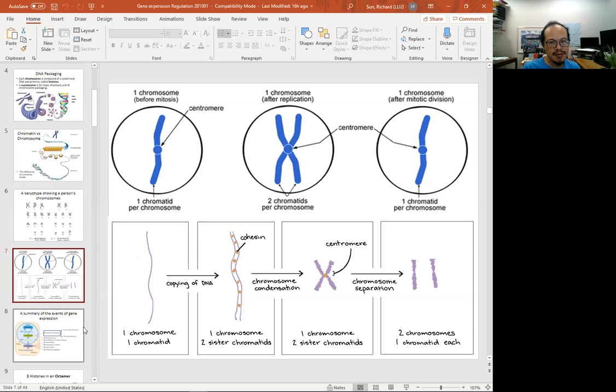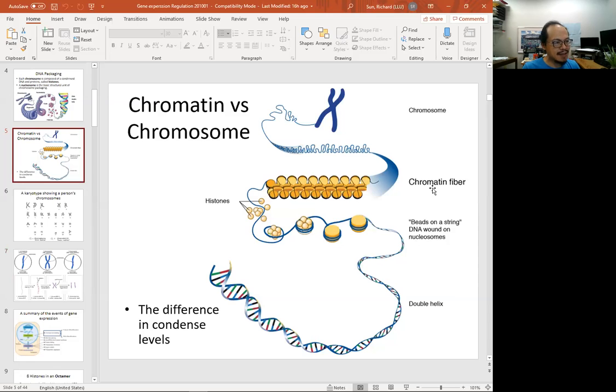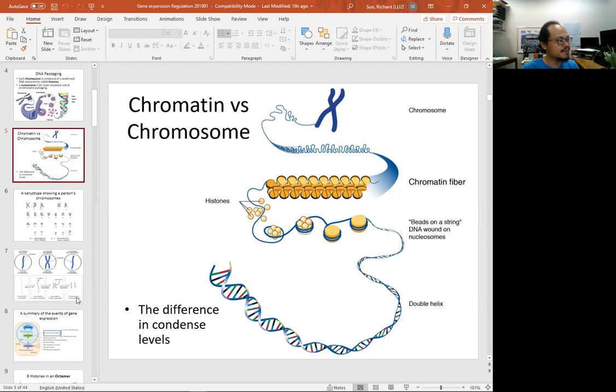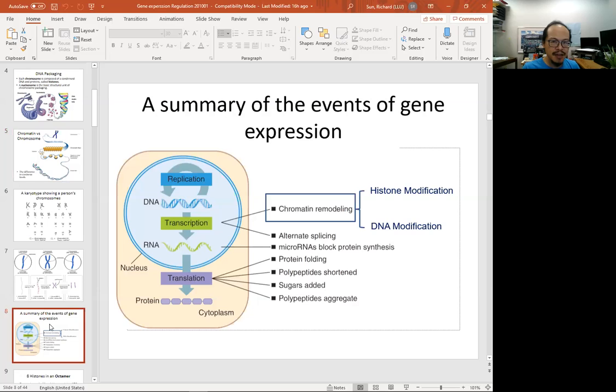So just some terminology. Chromatin is the less condensed form. Chromatid, T-I-D, means the sister chromatid, the duplicate, the replicated chromosome. And the chromosome is the one that is highly condensed. So that's that. All right, we have some background here.